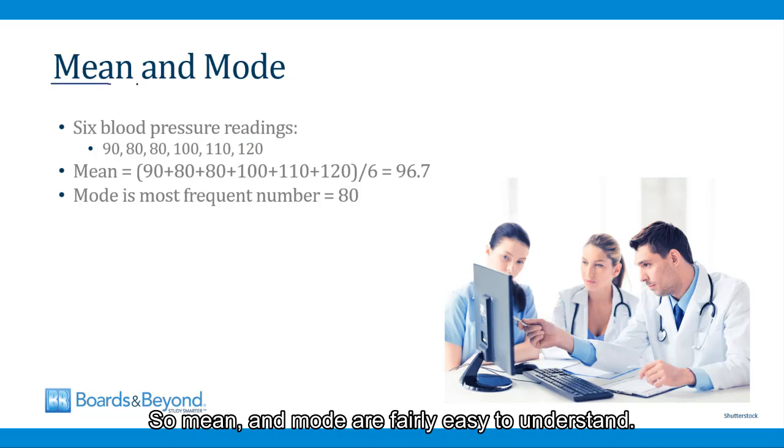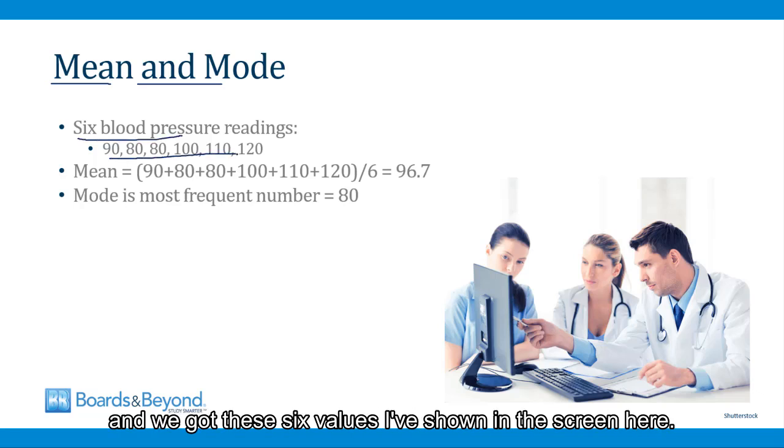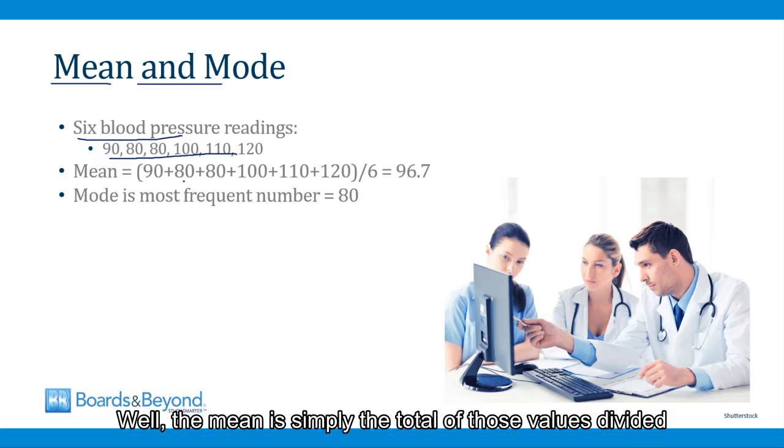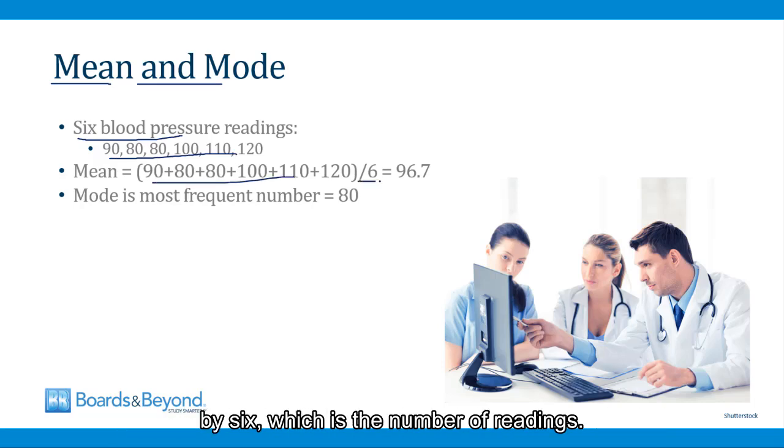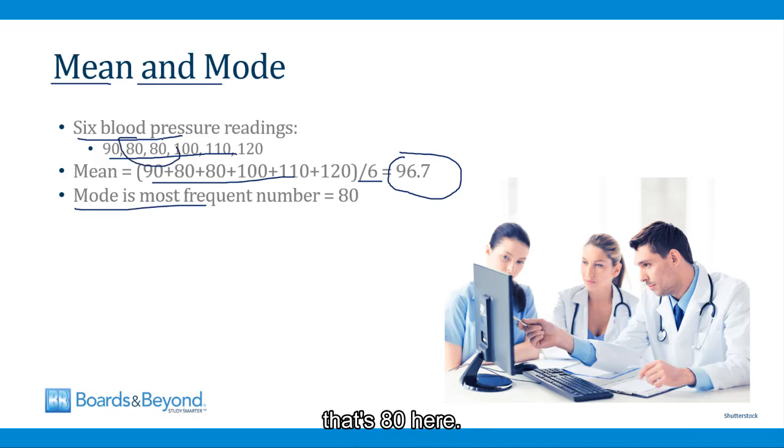So mean and mode are fairly easy to understand. Let's imagine we took 6 blood pressure readings and we got these 6 values I've shown on the screen here. Well, the mean is simply the total of those values divided by 6, which is the number of readings, and that would be 96.7. The mode is the most frequent number, and as you can see, that's 80 here, so the mode would be 80.